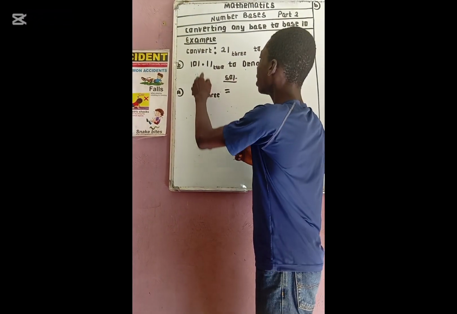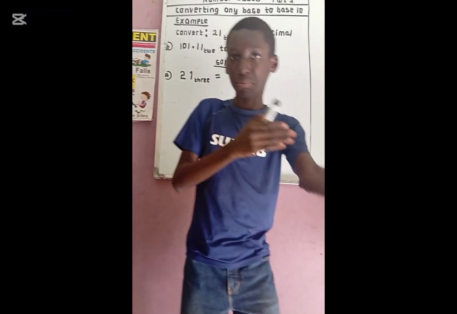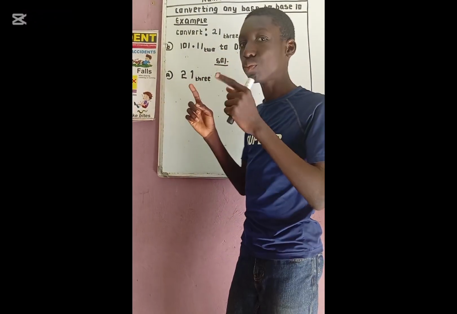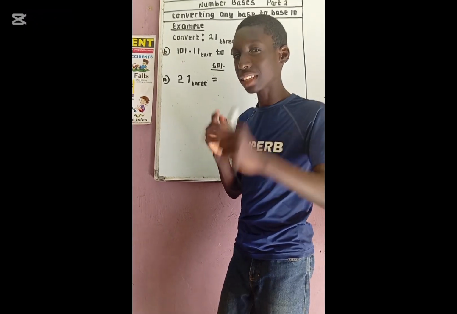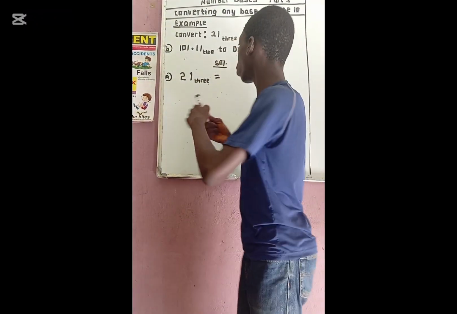Very simple. For instance, convert 21 base 3 to decimal. Decimal is the same thing as base 10. Denary is also the same thing as what? Base 10 too. So if you're converting anything to base 10, you use the what? Expanding method. So let's do that now.